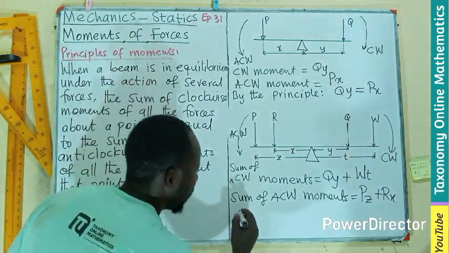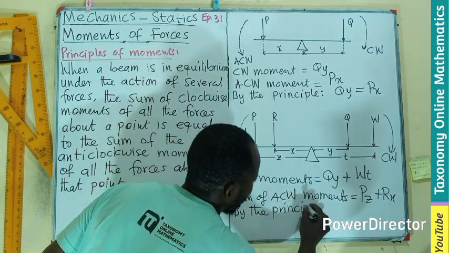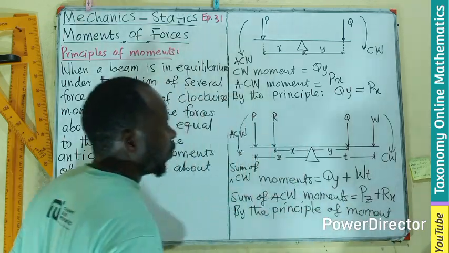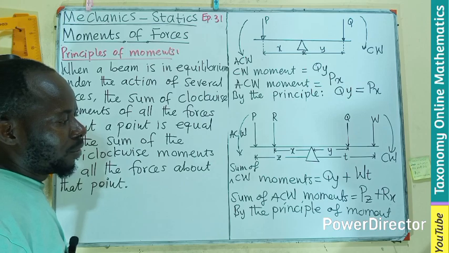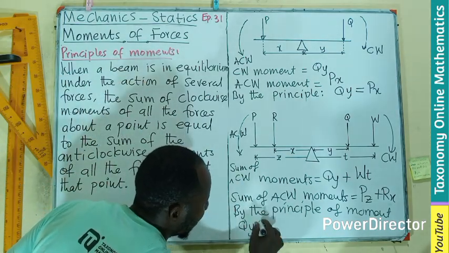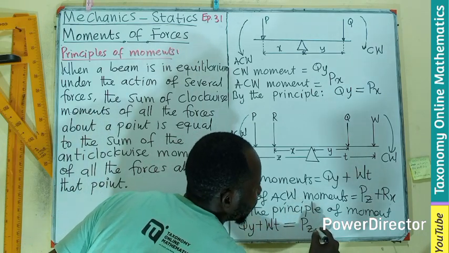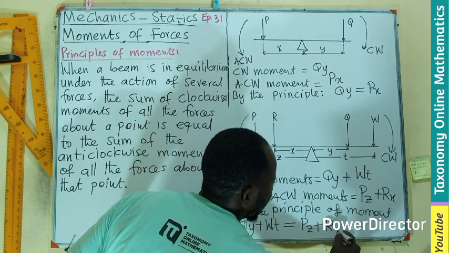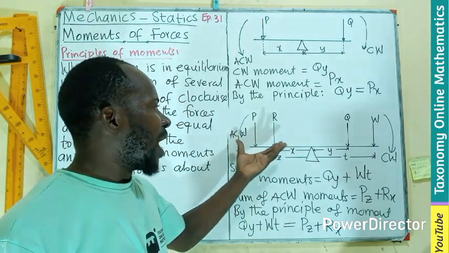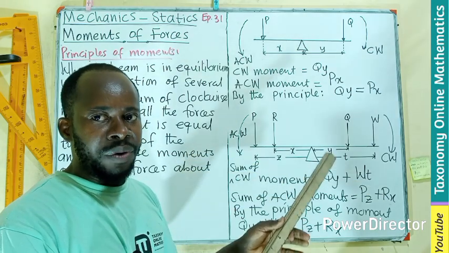The anti-clockwise moment. What do we need? By the principle, we know the sum of the clockwise moment will be equal to the sum of the anti-clockwise. So we're having Qy plus WT should be equal to PZ plus what? R times X. So this is what you are going to be facing if you are dealing with four forces acting at different places on the beam or on the rigid body.